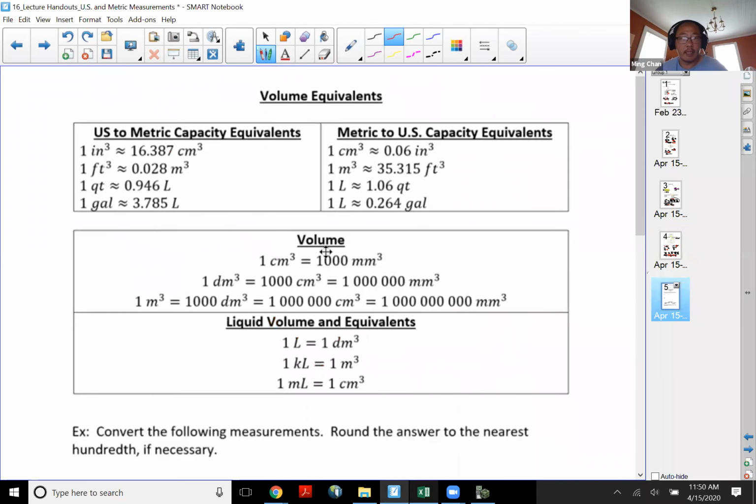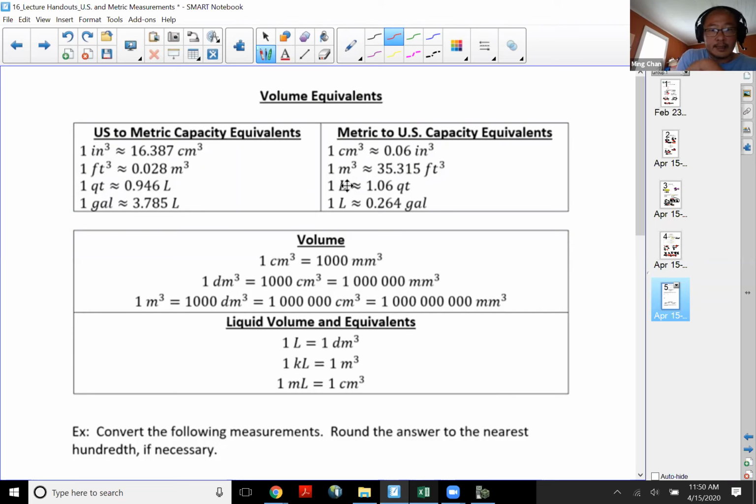All right, let's do something a little bit different. Let's do volume. Earlier I mentioned that volume is related to capacity. Think of it like this: the bigger the volume, the bigger the space, the more liquid I can pour in. Up here is US to metric capacities or volumes or both, actually. Every time you see cubed, that's volume. But when you see liters, that's actually capacity.